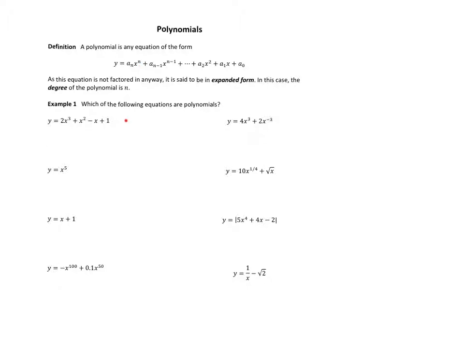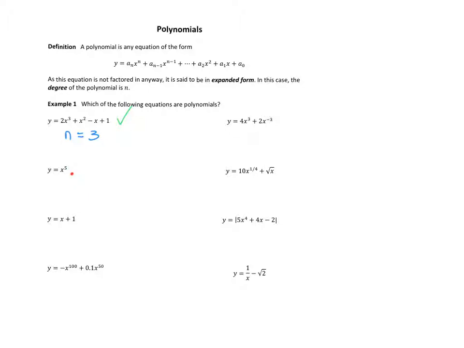In example 1, we have these 8 equations, and I want to determine which of them are polynomials. Let's start with this one here. So it turns out that it is, in fact, a polynomial. And the reason is we have x's to integer powers. Some of them are multiplied by numbers. Here we have a plus 1 at the very end, and they're all added together. And in this case, the degree of the polynomial is 3, because it's completely expanded out, so this number is the degree.